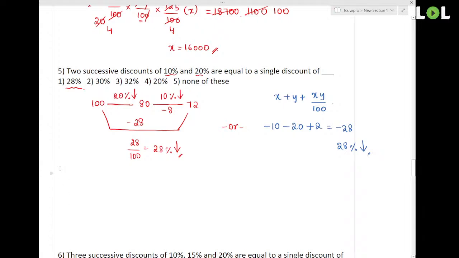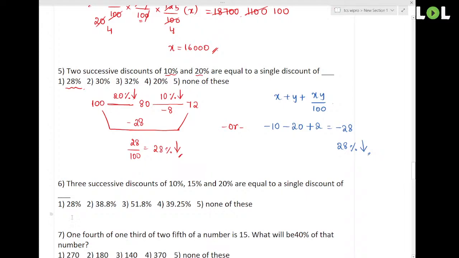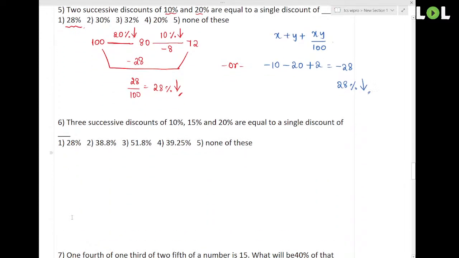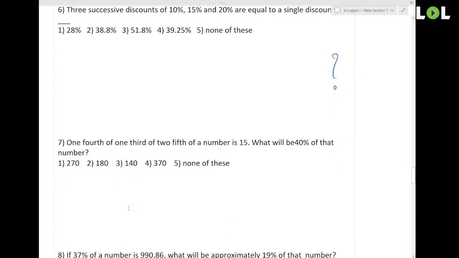Now, let us go to the next question. Three successive discounts of 10%, 15%, and 20% are equal to? I want to leave it to you and I want you to try it. Tell me the answer in tomorrow's class. If you don't get it, then I will solve it.